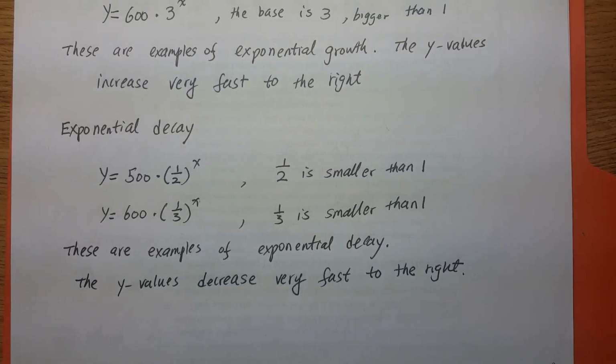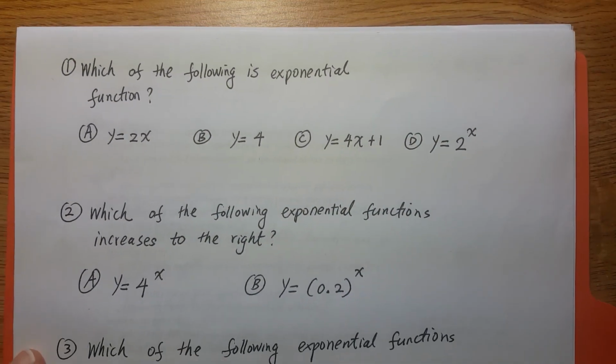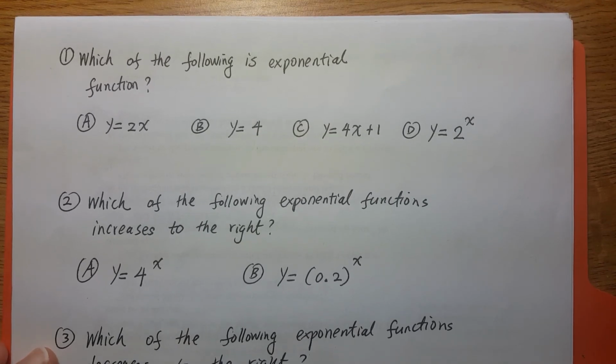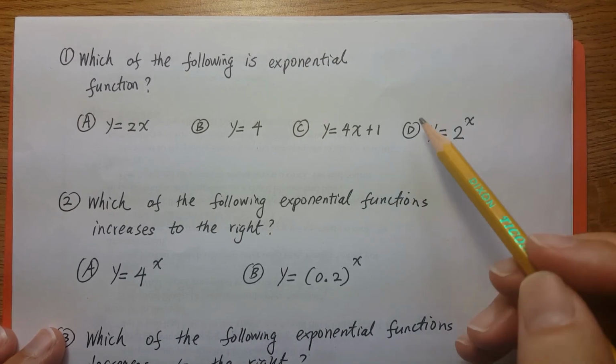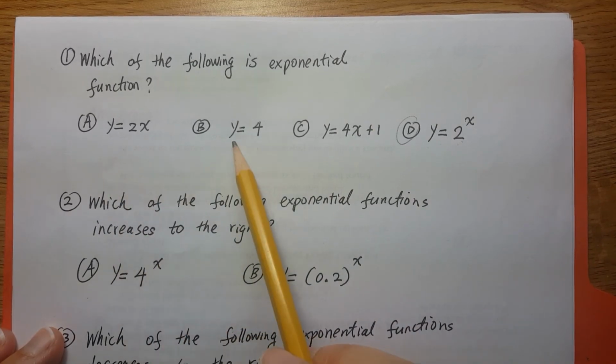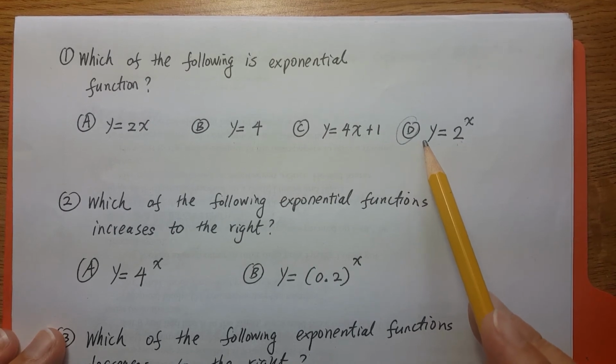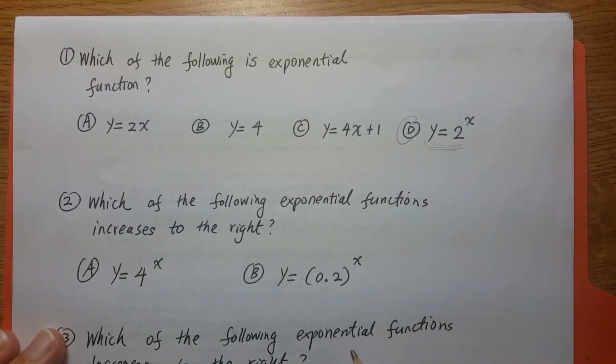Now I'm going to ask you to look at the questions and then tell me which one is the answer. Number 1, which of the following is an exponential function? Is it choice A, B, C, or D? The answer is D, because y equals 2 to the x. Base is 2. Linear, linear, and linear. Linear function for A, B, C. So the answer for number 1 is D. This is the only exponential function.